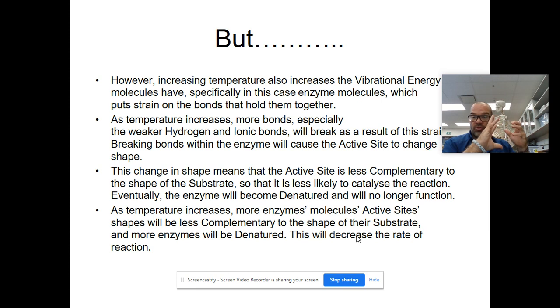Your enzyme falls apart. It starts to unwind. And when it unwinds, you lose that active site. And if you don't have the active site, you have nothing to catalyze the reaction. So your enzymes become inactive, okay?